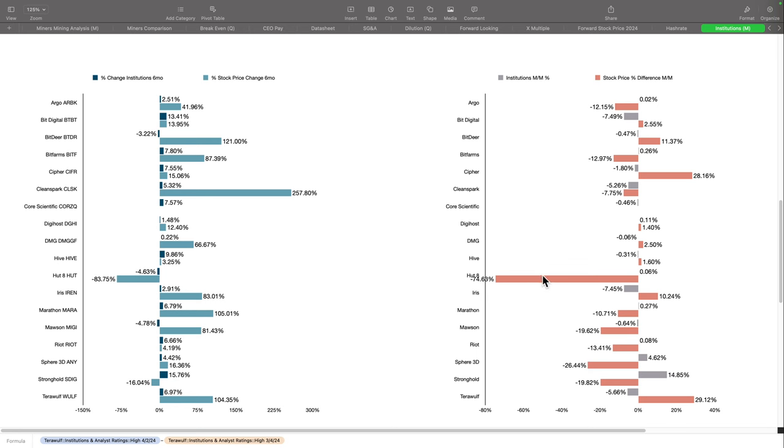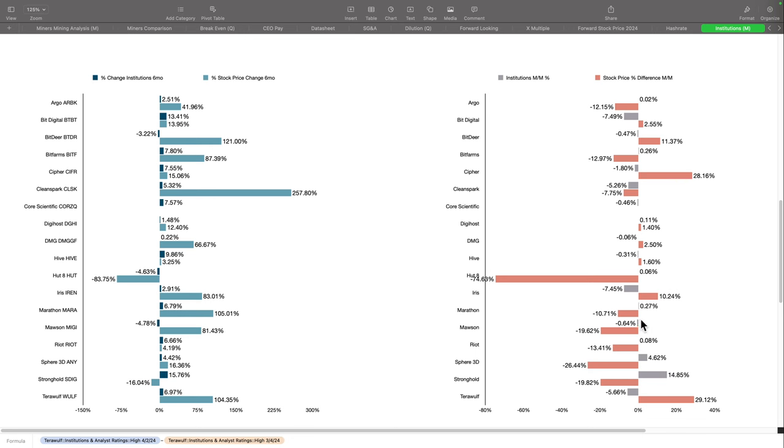Month over month, you can see again, Hut 8 being down 74% on the stock price. Institutions being down 7.45% on that one. TerraWolf up 29%, Cypher up 28%, right? So we're seeing much more in those guys here over the last month or so.